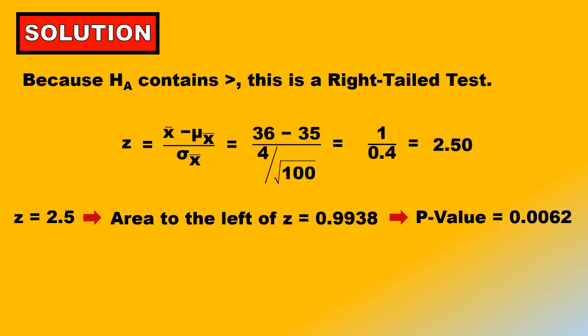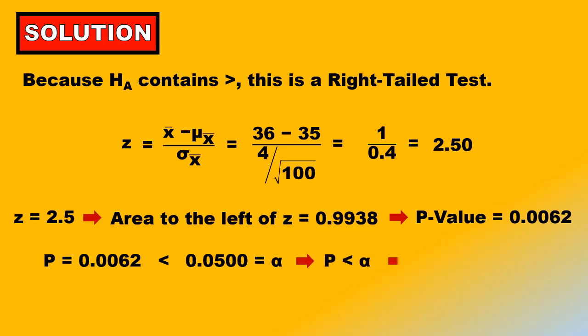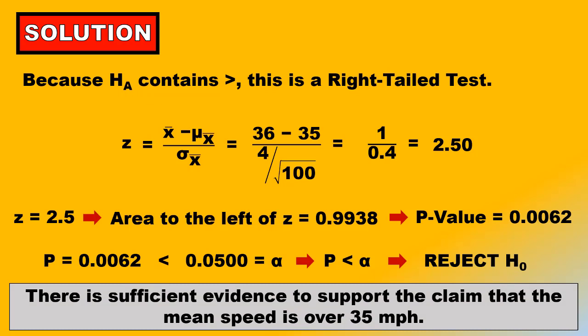Once we know the p-value, we can do the p-value comparison test. If p equals 0.0062 and the alpha is 0.0500, then we can see that p is less than alpha. If p is less than alpha, then that means we reject H naught. What was H naught? H naught was that the mean was less than or equal to 35. So let's interpret those results. That means we have enough evidence to reject H naught. But rejecting H naught means we're supporting HA.